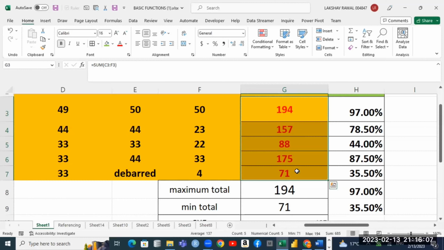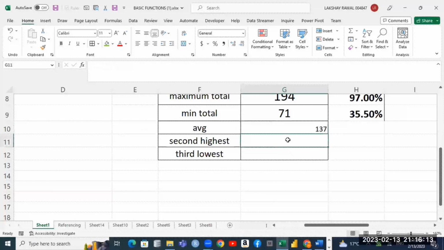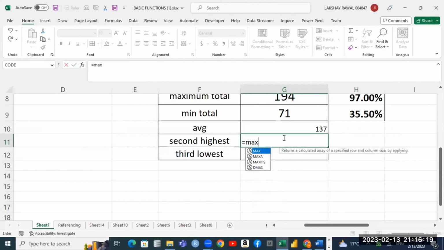175 is the second highest value. Now, what formula should I use? If I use max, it will give me the highest value. I don't need to write max. I will be using a function called Large.